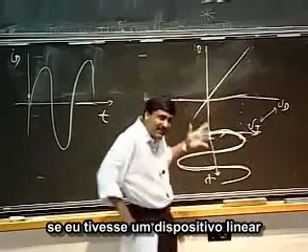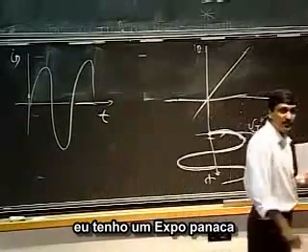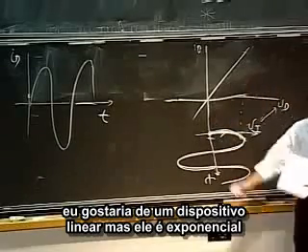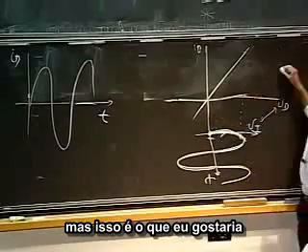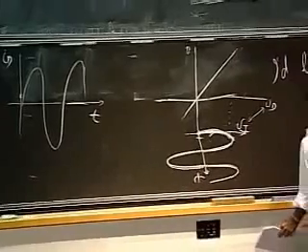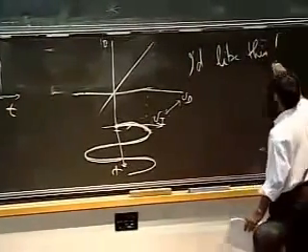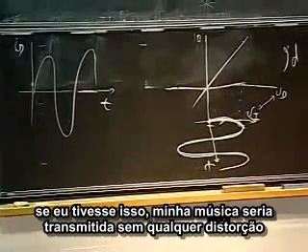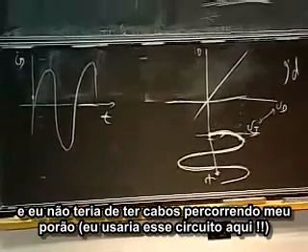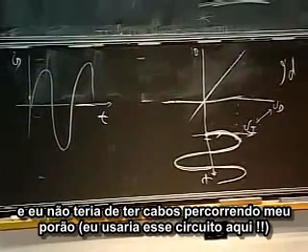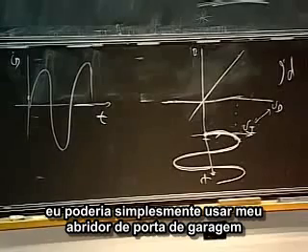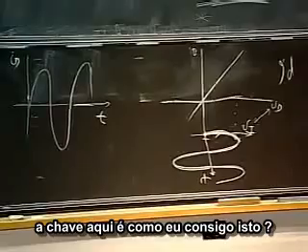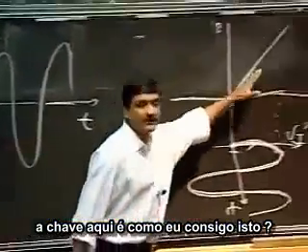But if only things were like I wanted them. If I had a linear device, but I don't have a linear device. I have an exponential device. Now you know why I call it a dweeb. I'd like a linear device and it's exponential. But this is what I'd like. If I had this, my music would go through without any distortion, and I wouldn't have to run cables through my attic. I could just use my garage door opener to play signals from my bedroom and our living room and so on, right? So key thing here is, how do I get this?